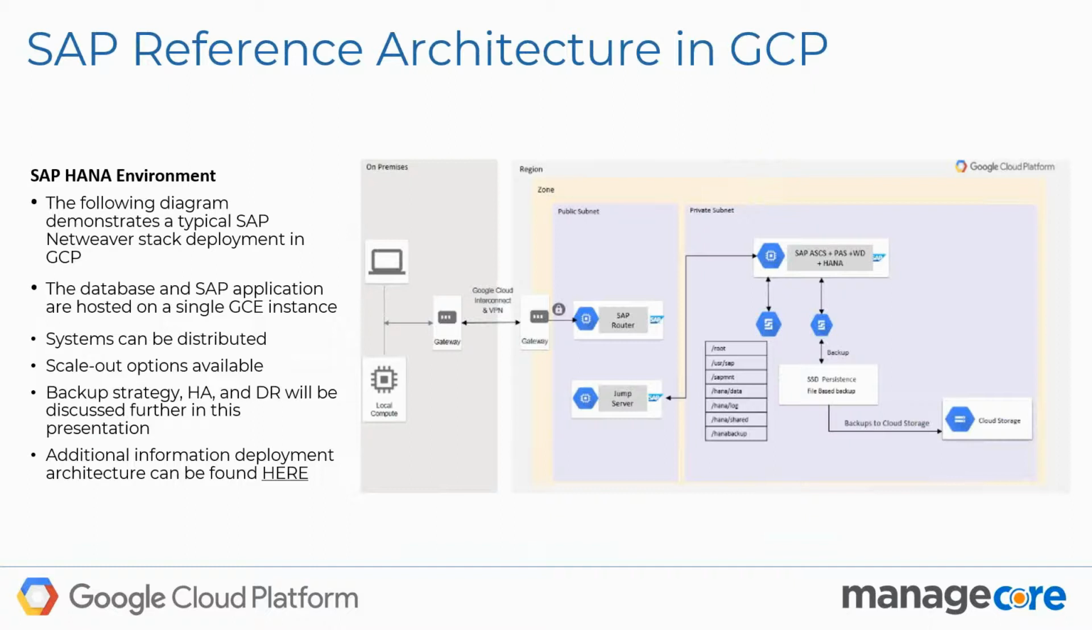And then there's a connection back to the premise environment, either using an interconnect or a VPN tunnel. As I mentioned some of the technology before, you see that we're using persistent disk to hold the standard volumes of SAP, such as SAP mount and things of that nature in the database itself. And then we use the same disk to hold backups. So we're going to take backups to this persistent disk and then move them to cloud storage for longer-term retention. And I'll get into backup topology in another slide here as we progress.